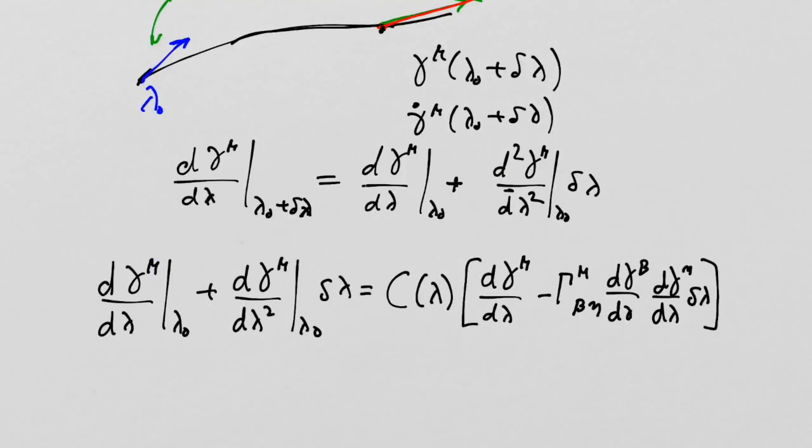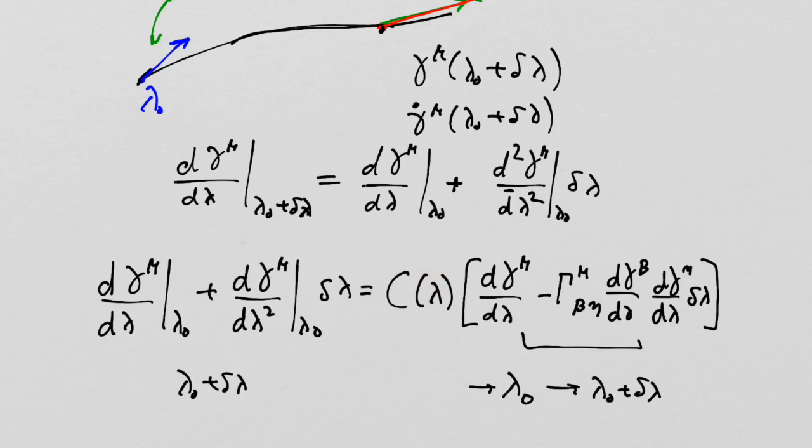And so here I have established the equality. I went offline for a second and wrote it down. And so this is the tangent vector at the point lambda 0 plus delta lambda. And this is the parallel transported vector, the parallel transport of the tangent vector at lambda 0, parallel transported to the point lambda 0 plus delta lambda. And we want them to be equal up to a constant.